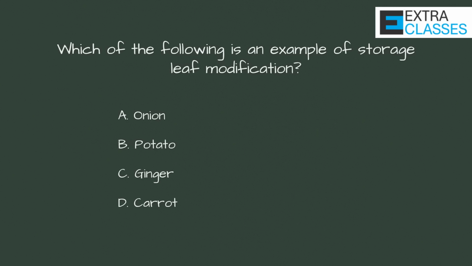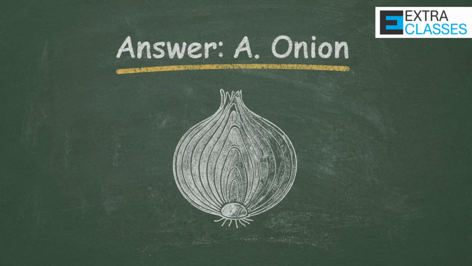Another question can be, and this is also a trap question: Which of the following is an example of storage leaf modification? A. Onion, B. Potato, C. Ginger, D. Carrot. The correct answer is A, Onion.